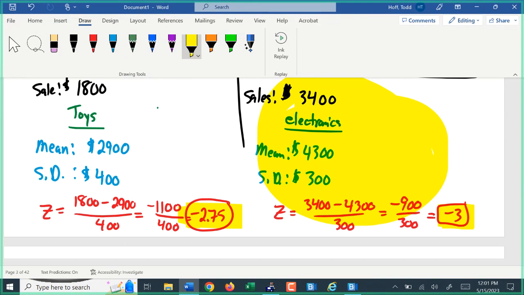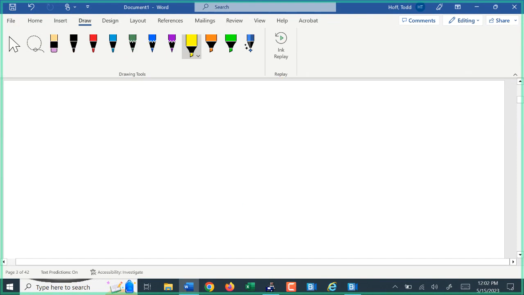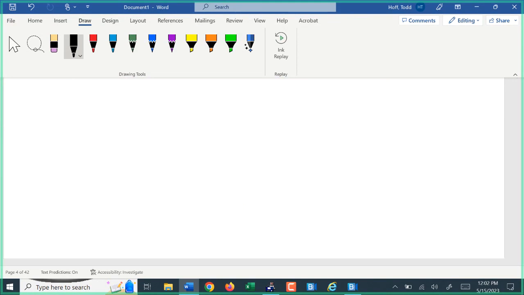So here we're comparing two things from totally separate populations. Wouldn't be fair to make a direct comparison, but by using that z-score to turn it into a standard unit of measurement, the standard unit of measurement here is just the number of standard deviations from the mean, we're able to compare these things from drastically different populations. Moving on from that, then we looked at doing some calculations of center and spread from grouped data.